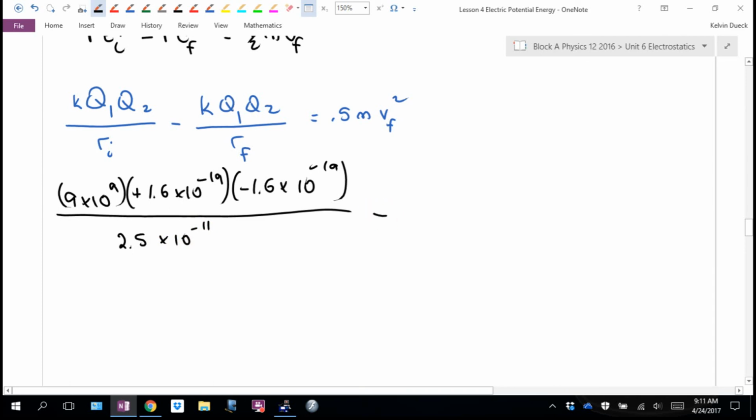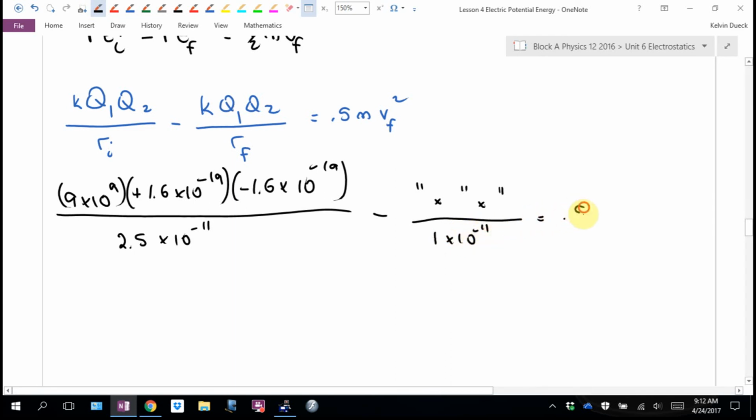Minus, hey Nick, ditto mark times ditto mark times ditto mark divided by. By the way, folks, you've got to be able to handle that. You're going to be doing a lot of physics with electrons and protons. I've given you their charge. I've given you their masses. What's the final distance, Nick? 4 times 10 to the negative 12.